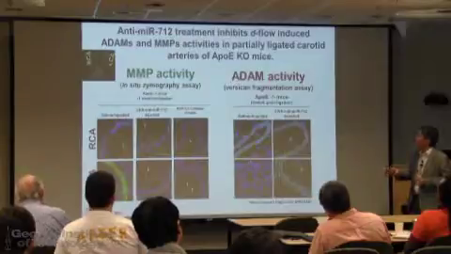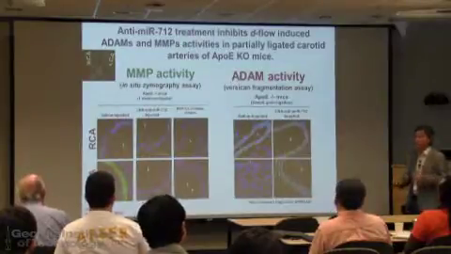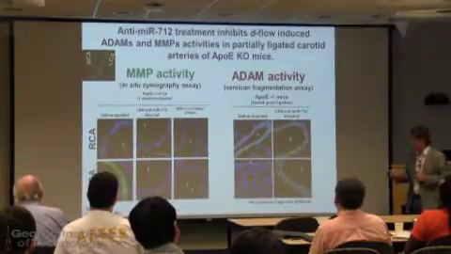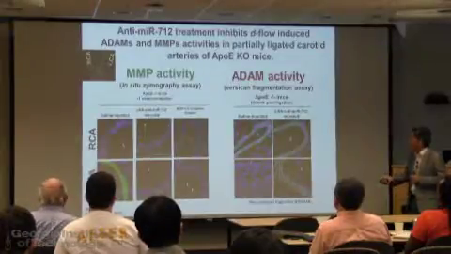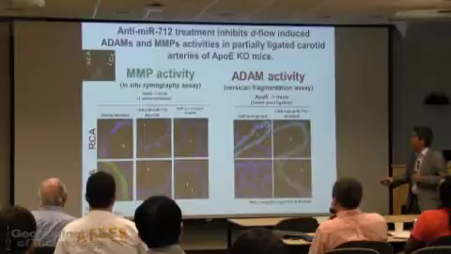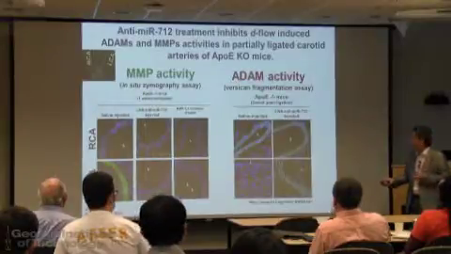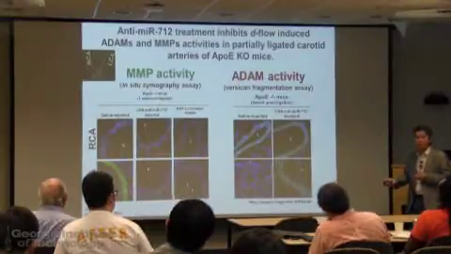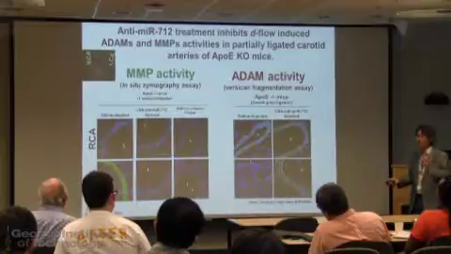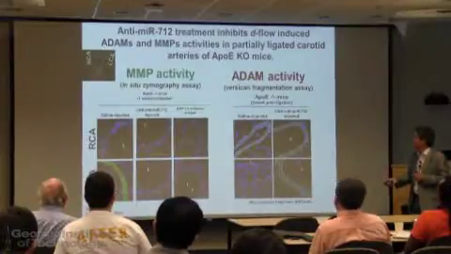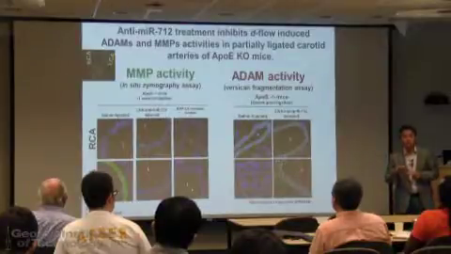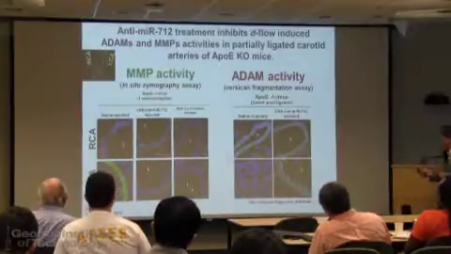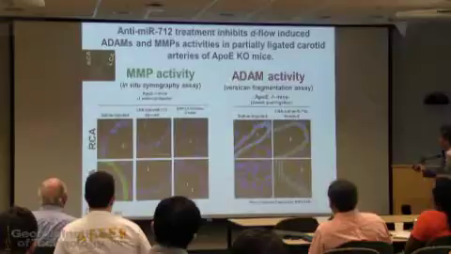To measure MMP activity, we used a fluorescently labeled gelatin. If you see a lot of green, that means MMP activity is high in the LCA, the flow-disturbed side, compared to the control side. But if we inject mice with anti-miR-712, we can prevent MMP activation, again suggesting the important role of MMPs in the miR-712 pathway.